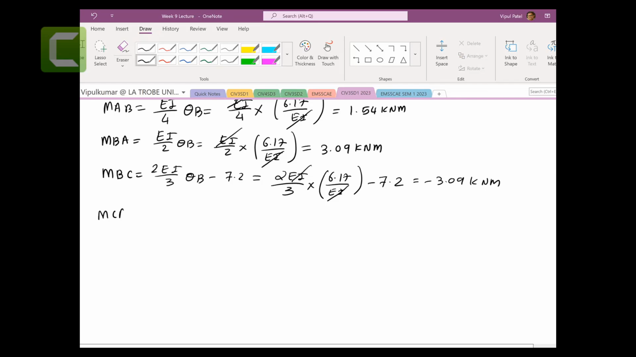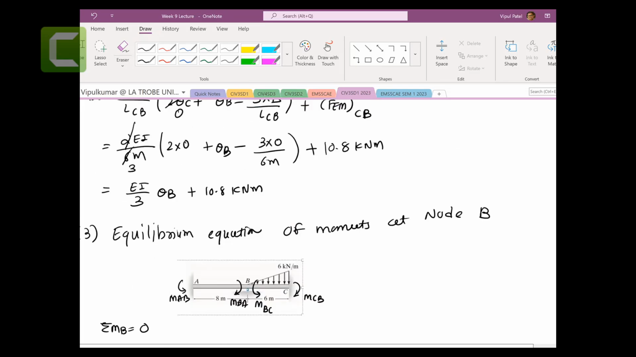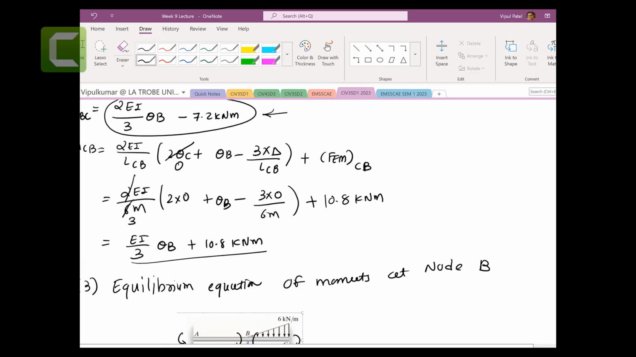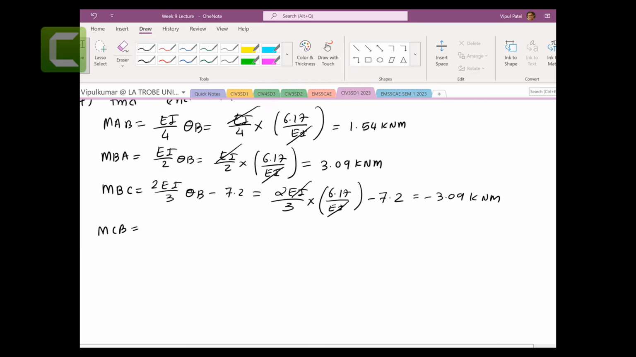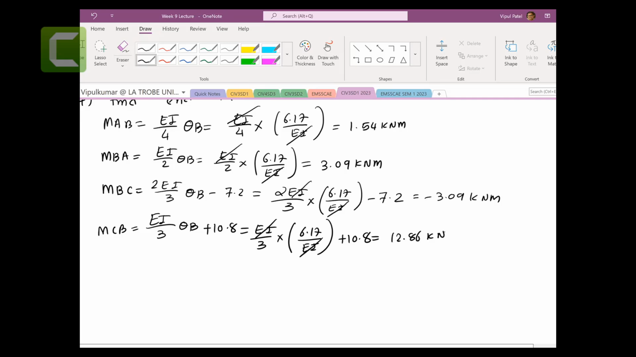And MCB, we got this one: EI on 3 theta B plus 10.8. Equal to EI on 3 times 6.17 over EI. EI cancels, plus 10.8, equal to 12.86 kilonewton meters.